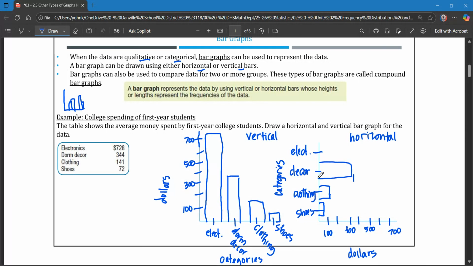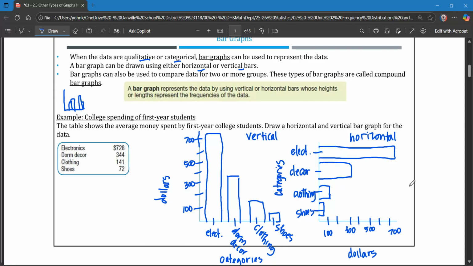That one is a little bad, but we'll just make that look nice. Oop, there it goes. And electronics was 728, so this one's all the way out here. So again, notice how the bars are straddling the tick marks for the categories. The bars are not touching, and they're relatively the same width. That is the bar graph.